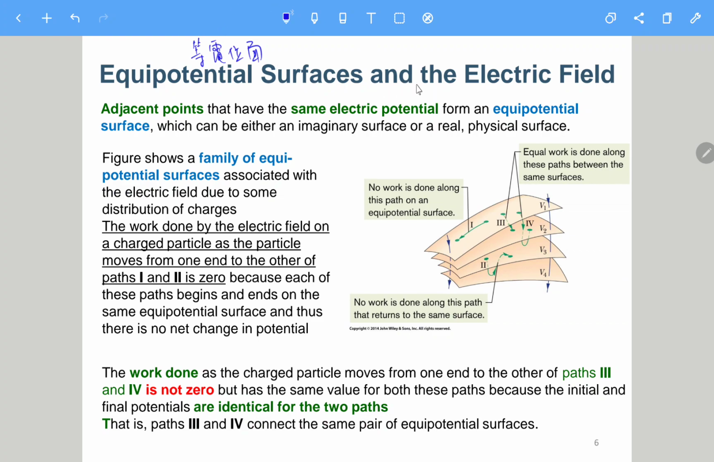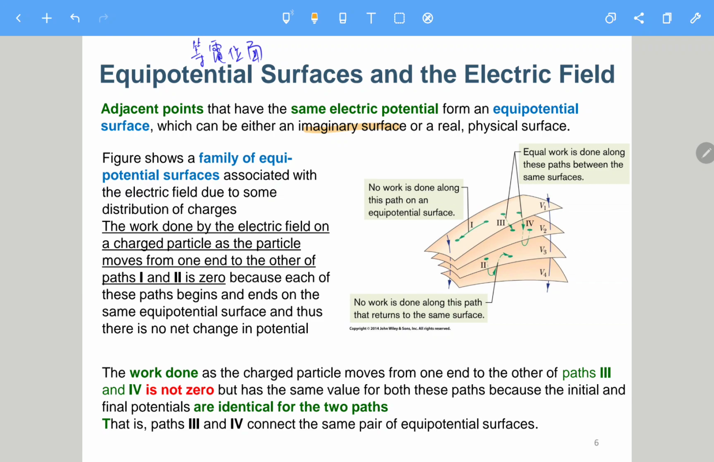Okay, so and the E field. Actually, this is related to the electric field lines. Here it says adjacent points that have the same electric potential form an equipotential surface, which can be either an imaginary surface or a real physical surface. It can be an imaginary surface, somewhat similar to the Gaussian surface.